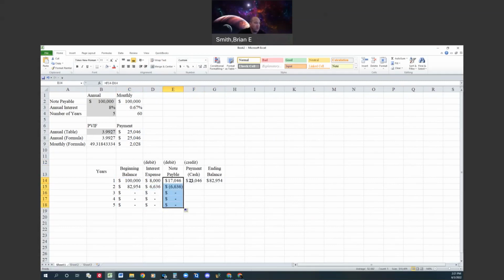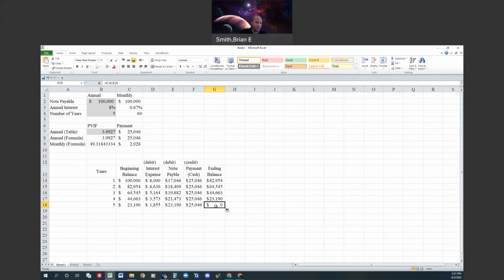We're going to be subtracting that out. Cash payment. Now, what we need to do here is we need to just click equals that, and then that will drag down to there. And then our ending balance should be the same there. And as long as you get to 0 here, you've done it correctly.